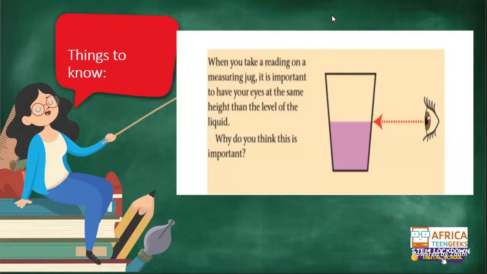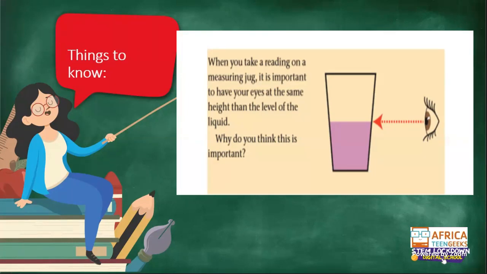So why do you think this is important? If we can quickly write on the chat box, why do we think it is important to have our eye at the same level height of the liquid that we are measuring? Yesterday we did an estimation. Quickly write your answers on the chat box.